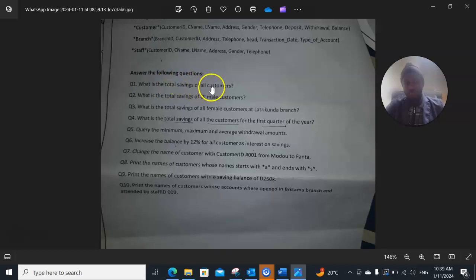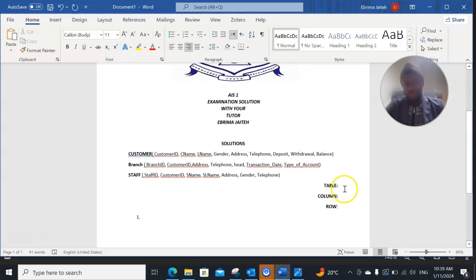What is the total savings of all customers? The key points: total savings is key and customer is key. So as the question says customers, we know that we have what? The customer table. So the table that we have here is customer.